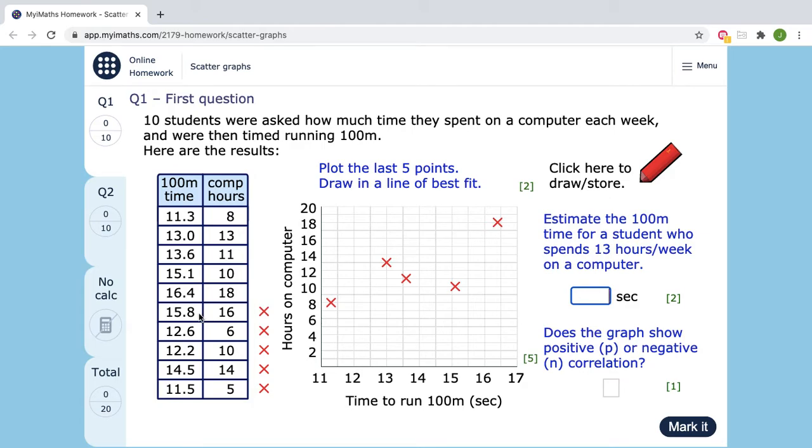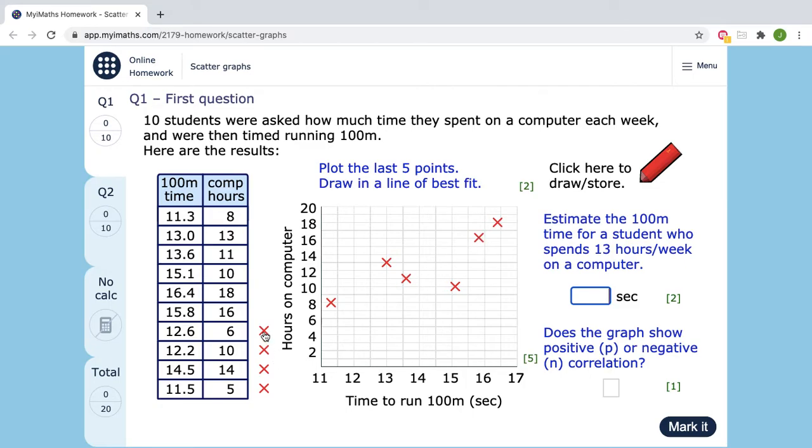scatter graph. So the next one is 15.8, 16. So that's 15.8 across, which is about there. And then 16 up. So just about there. Let's just get that in the right place. Yeah, I'm happy with that.